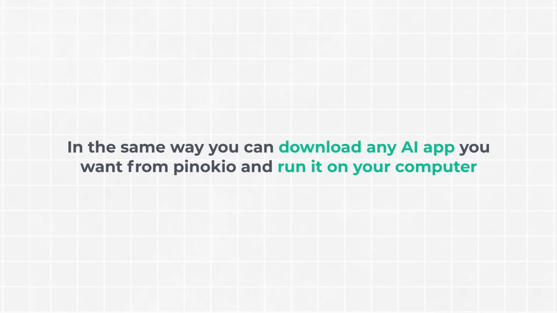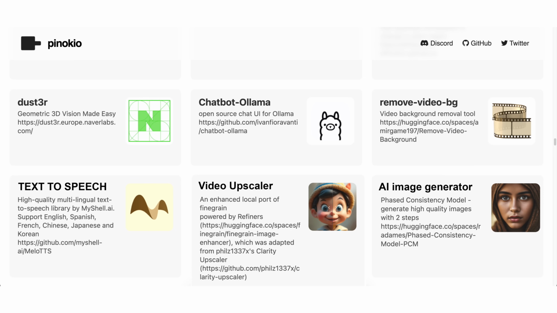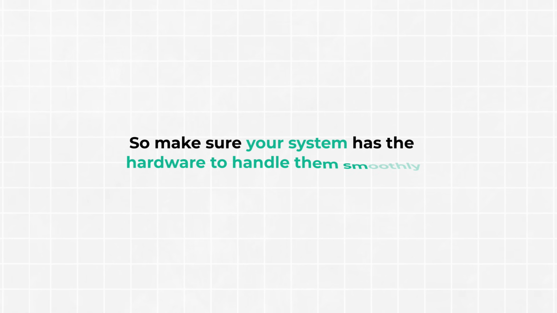Amazing, right? In the same way, you can download any AI app you want from Pinokio and run it on your computer. You will find a wide range of apps available like AI image generator, text-to-speech converter, video upscaler, and even AI chatbots that can run offline. Just keep in mind that some AI apps require some good processing power, so make sure your system has the hardware to handle them smoothly.